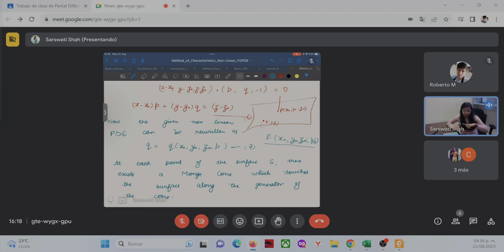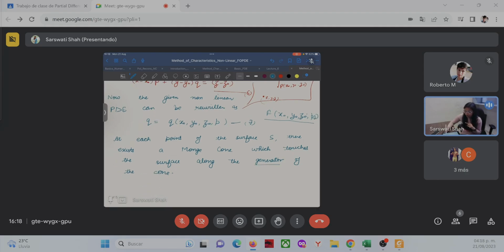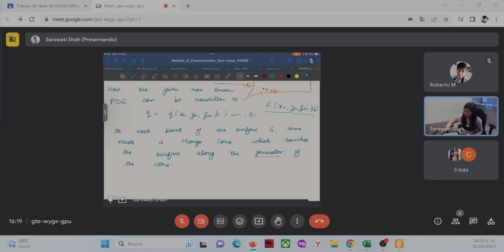The lines of contact between the tangent plane of the integral surface and the corresponding cones, that is the generator along which the surface is touched, define a direction field on the surface. So just try to understand. I am saying that the generator of this cone touches the tangent plane of the integral surface. So there will be a line because a cone is touching a surface. So that will draw a line. That will define a direction field. And these directions are called the characteristic direction.